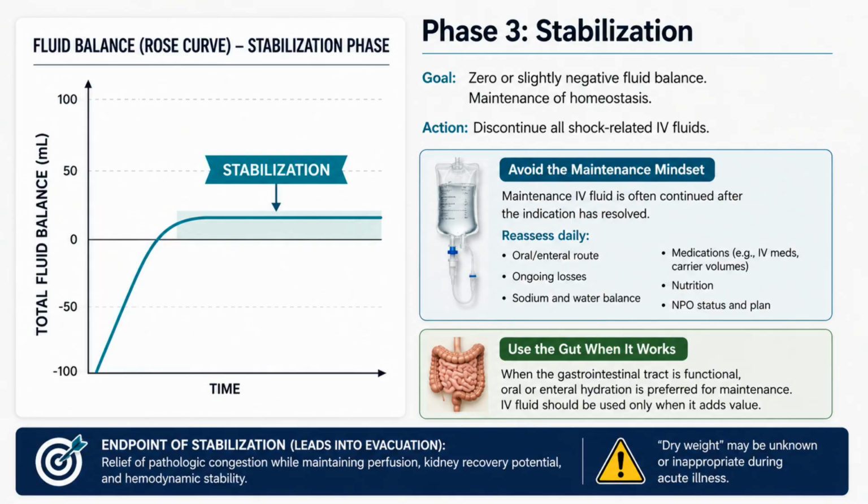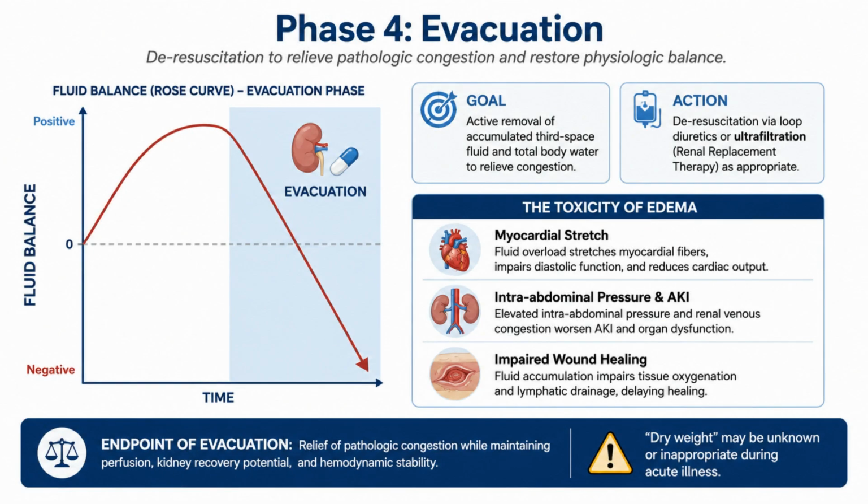Once congestion is limiting recovery, the next phase is evacuation. Evacuation, or deresuscitation, is active removal of accumulated fluid. The goal is to relieve pathologic congestion while preserving perfusion and kidney recovery potential. Fluid overload is not cosmetic. Myocardial stretch can impair diastolic function and reduce forward flow. Elevated intra-abdominal pressure and renal venous congestion can worsen acute kidney injury. Tissue edema can impair oxygen diffusion, lymphatic drainage, and wound healing.